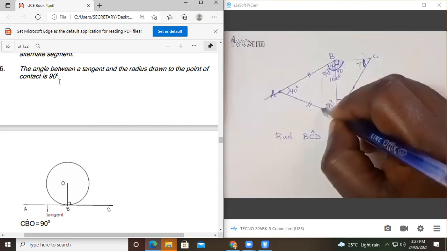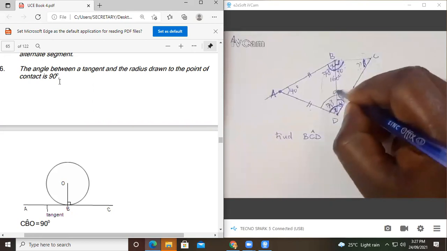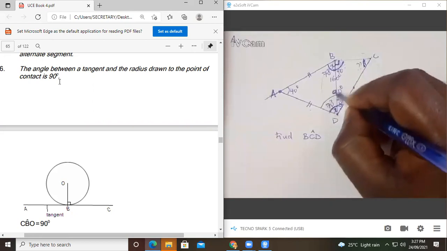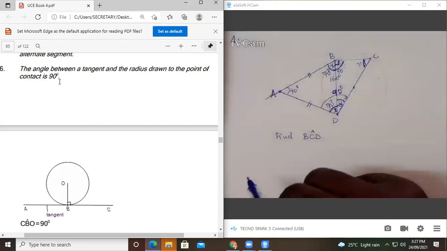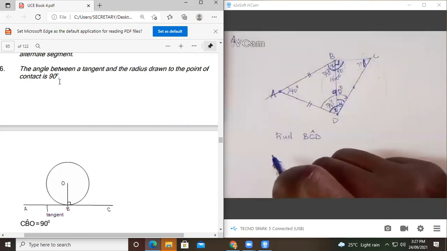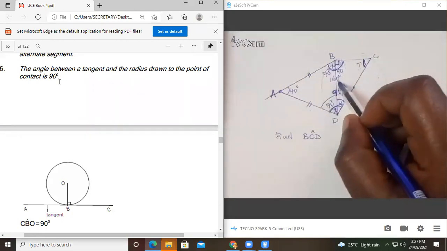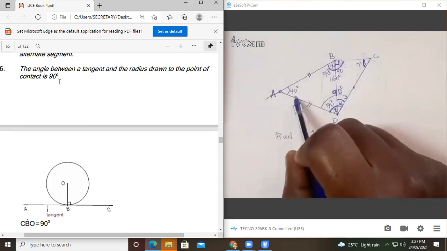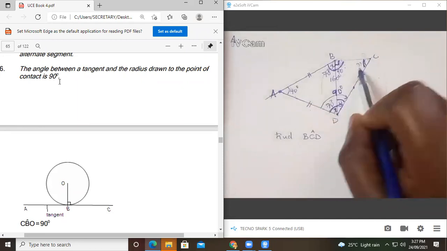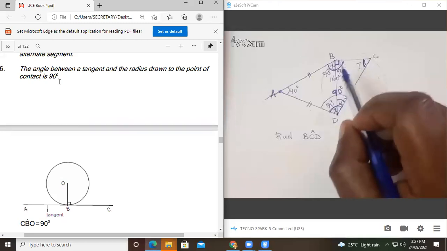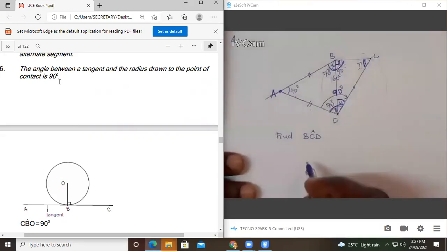Okay, so we shall say the whole of this angle is 90 degrees, and we may not need to find Y. So the whole of that angle is 90 degrees, isn't it? So this is 90 degrees. This is what? 160. This is what? 40. Now, can't you find this angle which is here? So how do we get it?